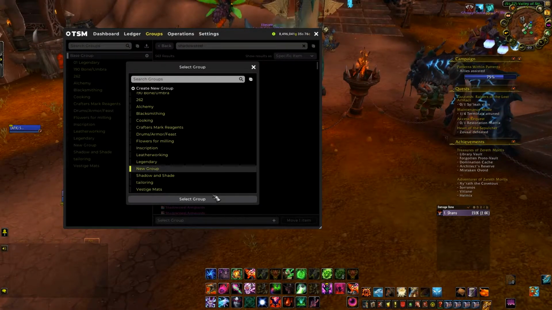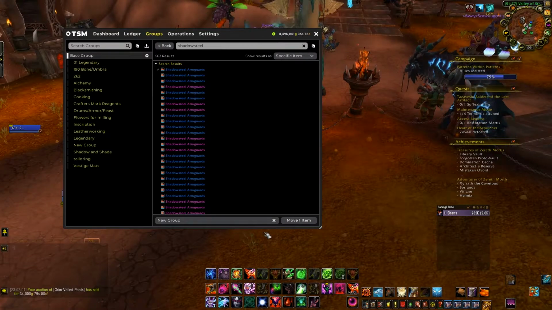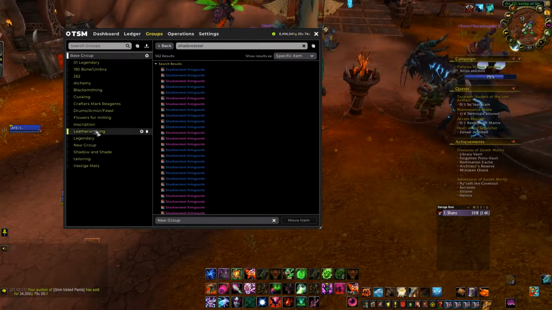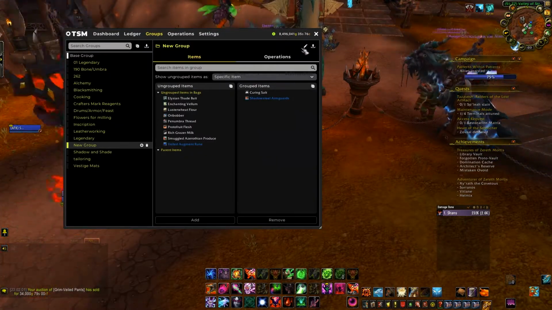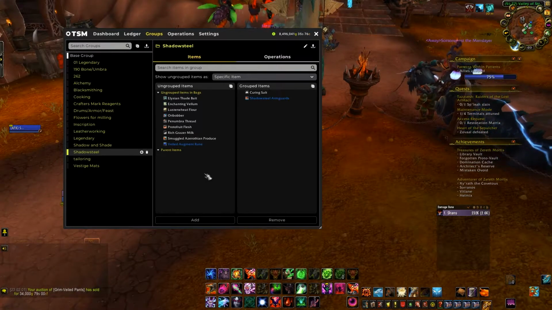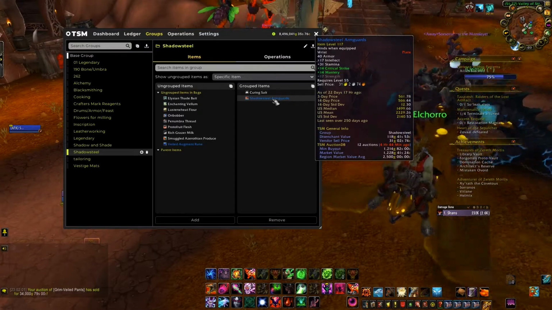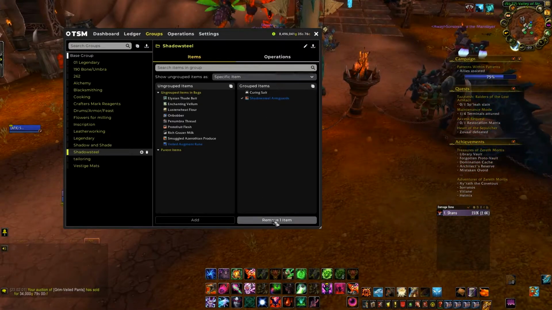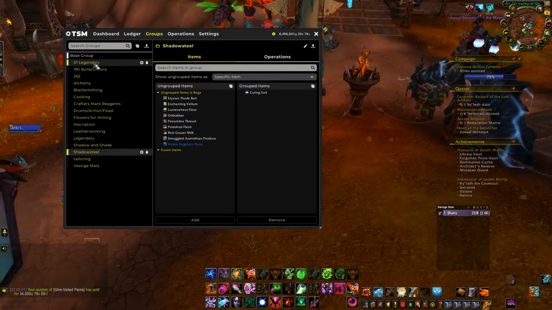Oh, I forgot to actually hit enter on it, so it still says new group. That's fine. And hit move item. Now what you'll find in my new group, which I'm going to correctly name now, Shadow Steel, enter, there we go. You can see now it has the Shadow Steel Arm Guards. Now I'm going to remove this. So you just hit the remove button, that's easy enough.